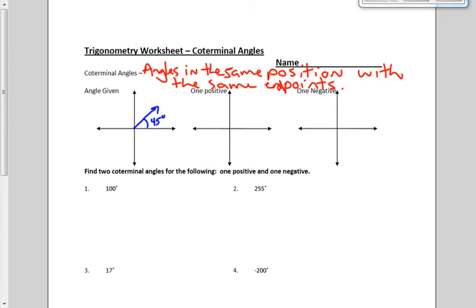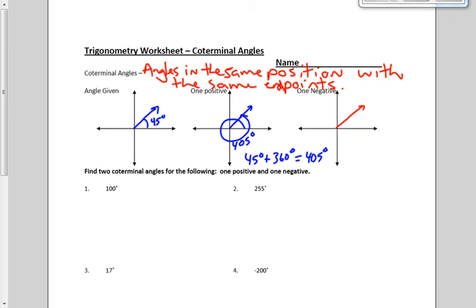If I want one positive angle, I want the angle to look exactly the same, but I'm going to take that 45 degrees and go all the way around the circle one more time. So I'm going to start with the 45 degrees and add 360 degrees to it, which gets me to 405 degrees. So this angle over here is 405 degrees.